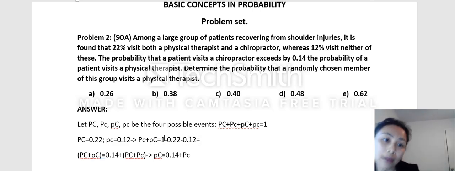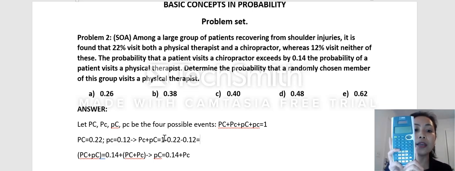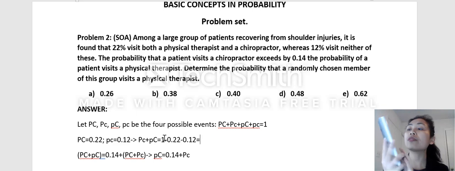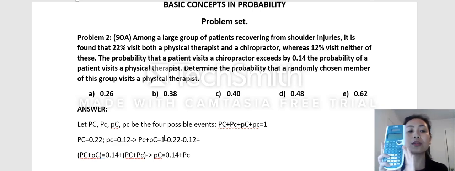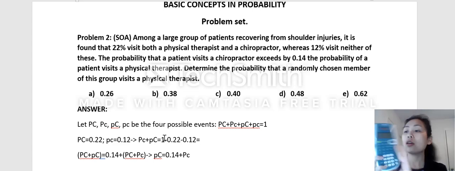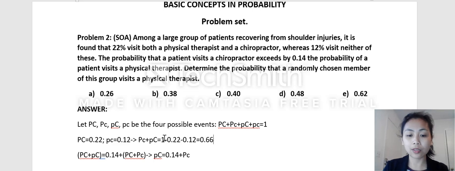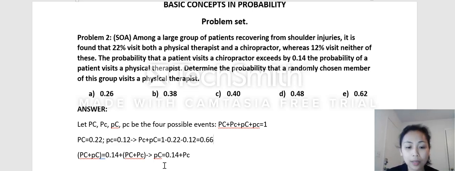That is, by the way, for exam P, you cannot use any calculator except the TI-30XS MultiView and some others. You can look for what type of calculators are allowed to bring to the test room. Here I use the TI-30XS. So 1 minus 0.22 minus 0.12, that is 0.66. And from the last line, we have little p capital C is 0.14 plus capital P capital C.